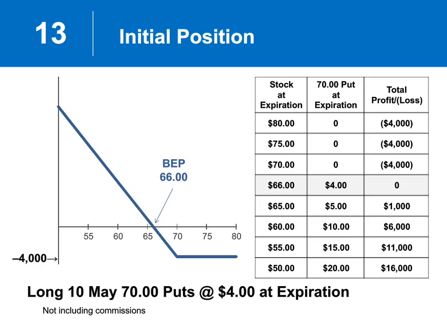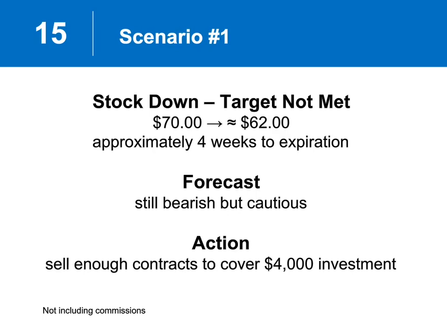So that's the first position, the initial position to get us started into the idea of rolling. So let's go to scenario number 1, stock down. Stock goes from 70 to 62. Our target is for that stock to go to 60 over the 90 days. So, down to 62 is a pretty good move already. But we're still looking for more, and we've got 4 weeks to expiration.